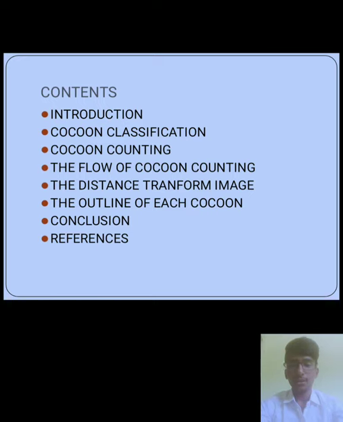Contents: Introduction, cocoon classification, cocoon counting, the flow of cocoon counting, the distance transform image, the outline of each cocoon, conclusion, references.